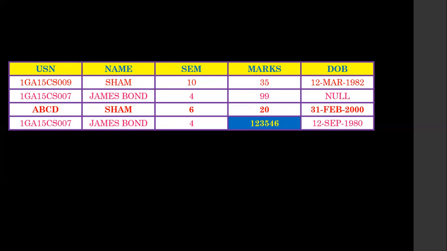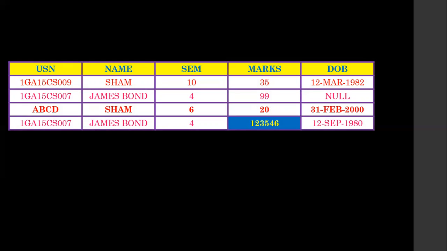Similarly, if we take the semester column, this is the student table related to an engineering student. In the semester column, it can accept a semester number from 1 to 8. Semester can be between 1 to 8, so it should accept only those values.